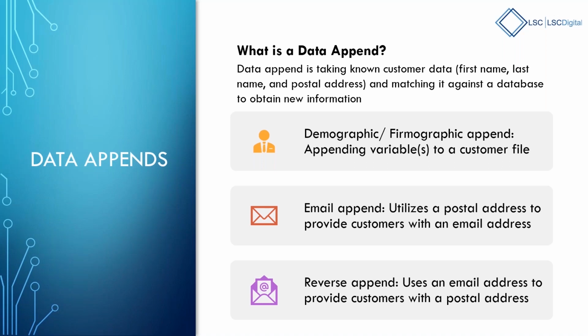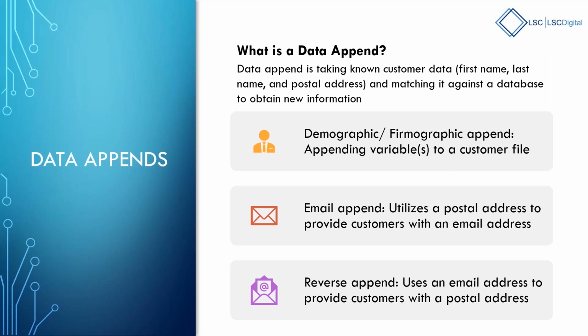The reverse append is exactly what it sounds like, the reverse of that. So you use an email address to provide customers with a postal address. Let's say that you had collected emails maybe from a lead generation program and you only got email and first name. So now you want to market these people through postal mail and follow up and hit them up through multiple channels. You would take your email address list, run it through a reverse append, and glean as many postal addresses as you could to then send them a direct mail campaign.